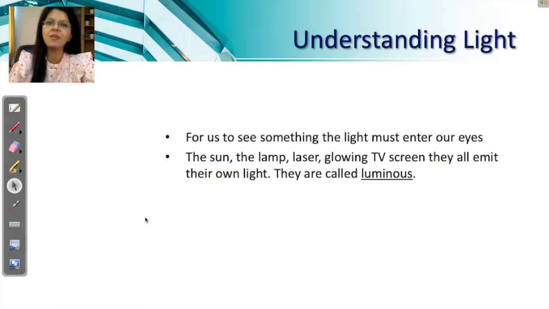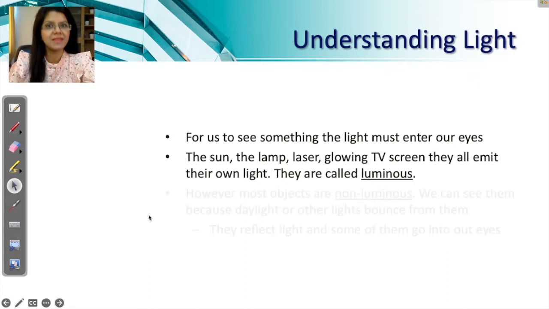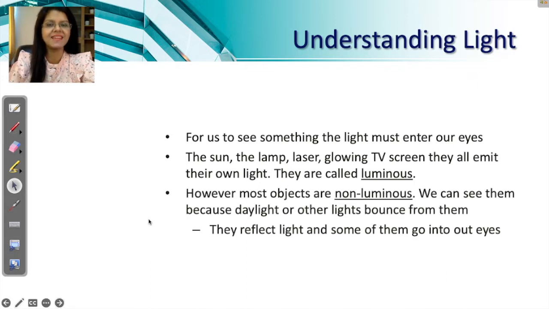But how about the objects which are not emitting their own light? For example, this pen in my hand, the table, the chair. So many other objects in your room are not producing light, but still you see them. Why? Answer this question. If you answered that it's because they reflect the light, yes, you are right.